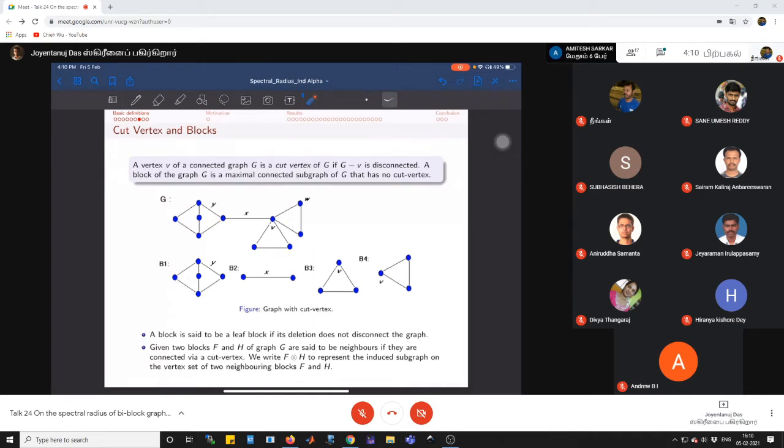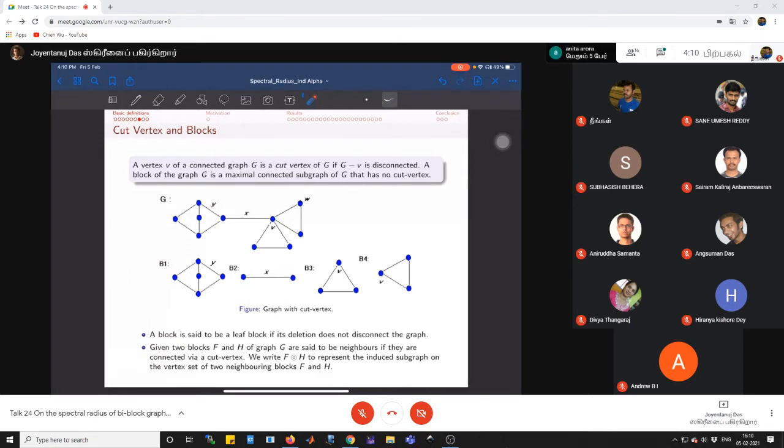Next is, what is a leaf block? A block is said to be a leaf block if its deletion does not disconnect the remaining graph. So for example, if you consider the diagram, the graph G, suppose I consider this block and remove this leaf block, then the remaining part of the graph still remains connected. So this is a leaf block.